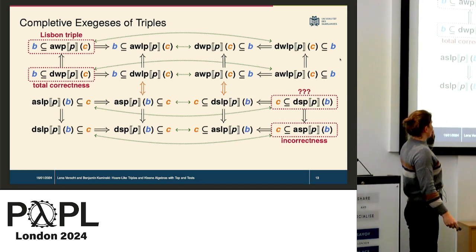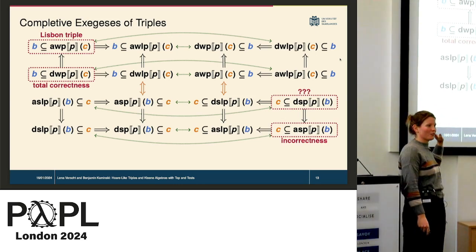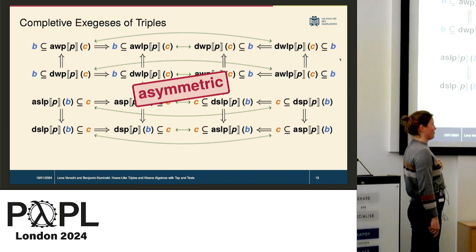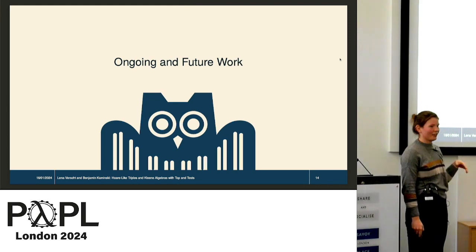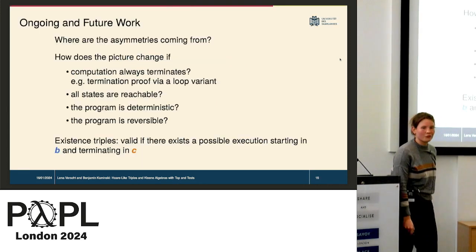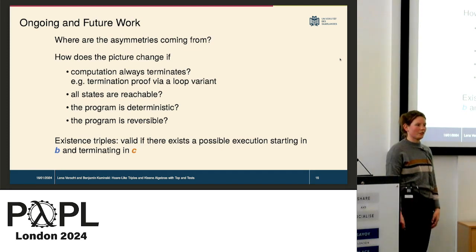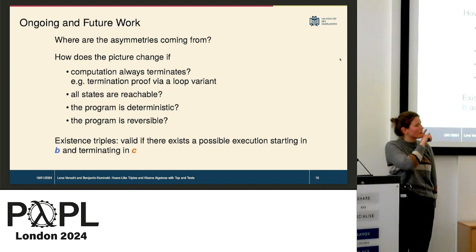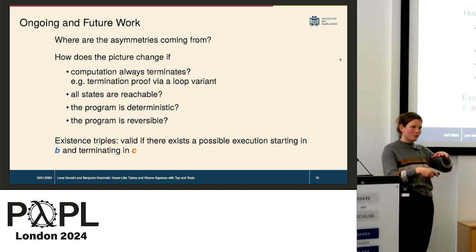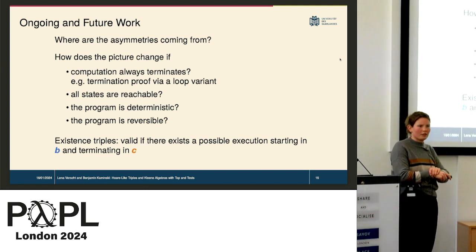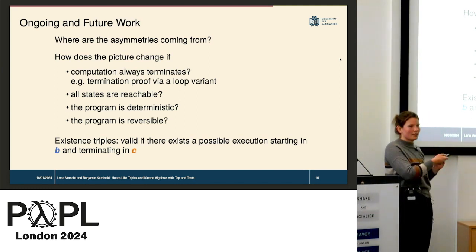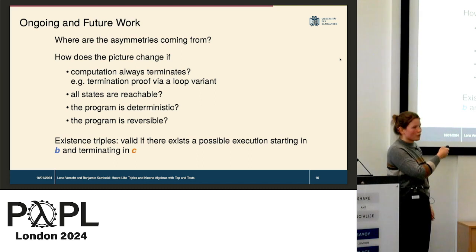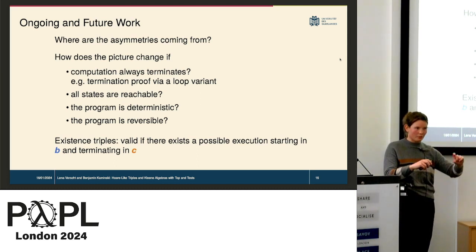So the takeaway message is kind of, this picture is not as symmetric as it may look on the first glance. And yeah, we're working on figuring out where these asymmetries are coming from and how we can give an intuitive explanation of how they relate. And we're also looking at the effects of different assumptions on the program on this picture. So I think this was mentioned earlier as well. If the program, for example, always terminates, then the picture kind of collapses in some dimensions. And similarly, if we have a reversible program, for example, the dual thing happens for the bottom half.